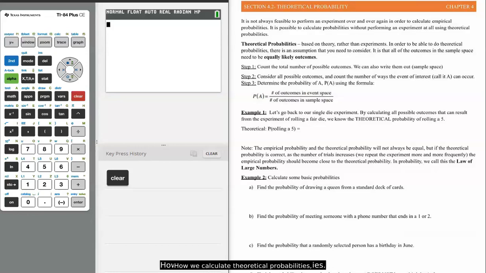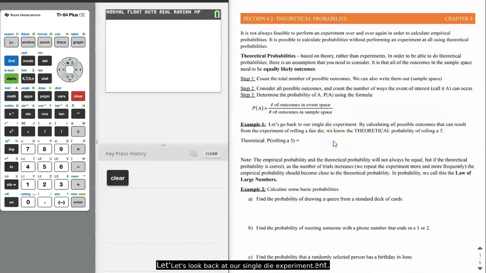So how do we calculate theoretical probabilities? The first thing is we want to count the total number of possible outcomes. We can also write them out with our sample space. Step 2 is to consider all possible outcomes and count the number of ways the event of interest, let's call it A, can occur. Step 3 is to determine the probability of A, or P of A, using the formula. My numerator would be the number of outcomes in the event space, and the denominator would be the number of outcomes in the sample space.